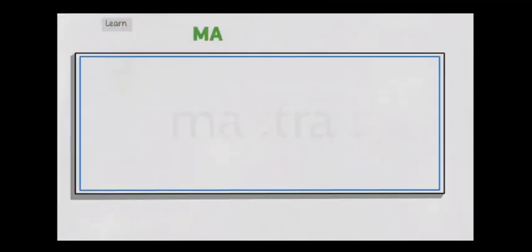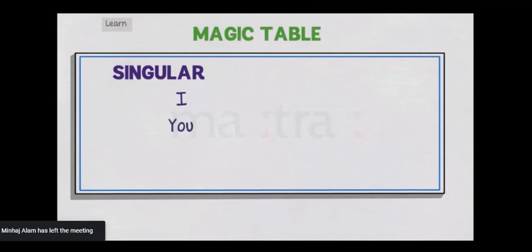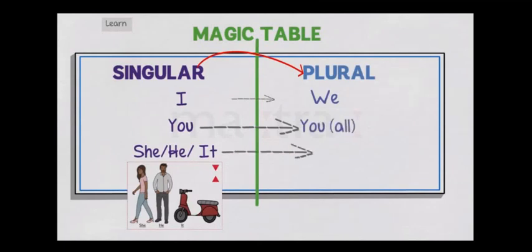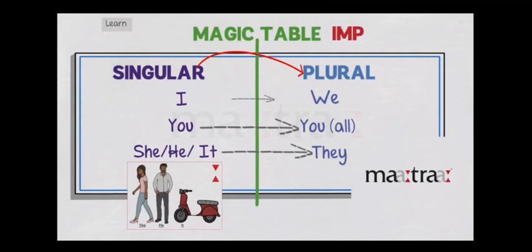This is an important table to remember. Memorize it. It will help you improve your English. So, you will see this table throughout this Matra course and will understand its importance. Let's look at some sentences on how these naming words are replaced by I, you, she, he, it, we, they.